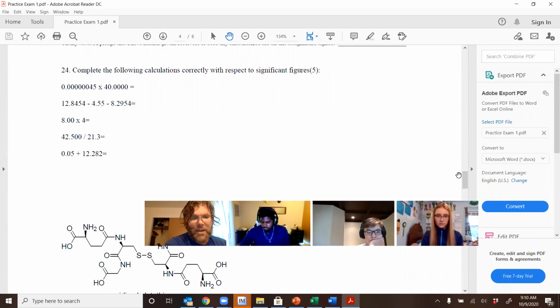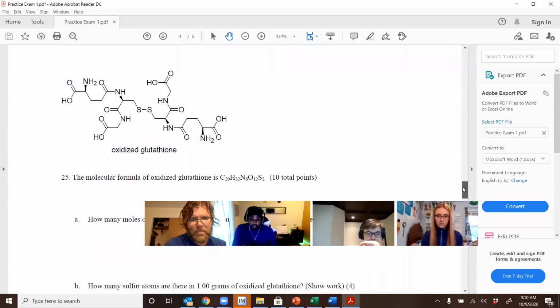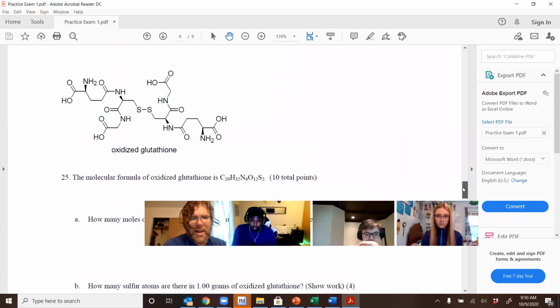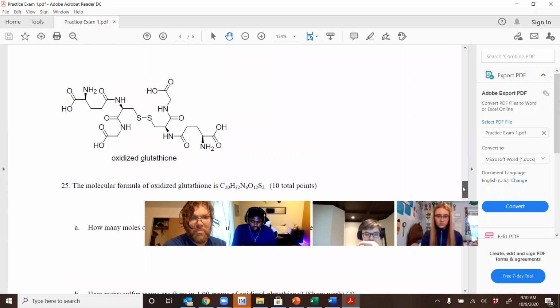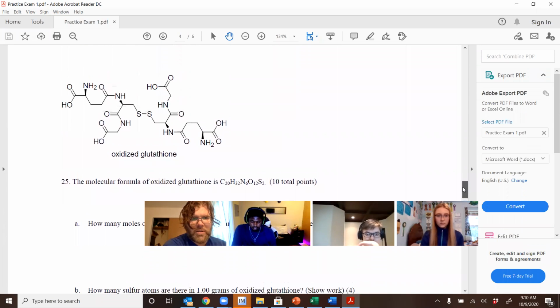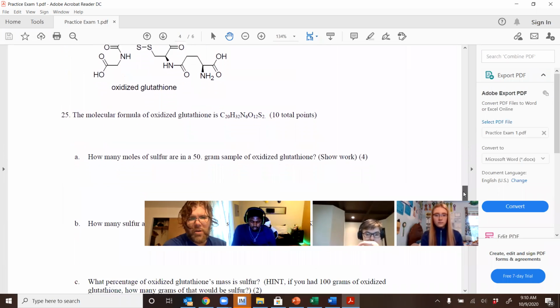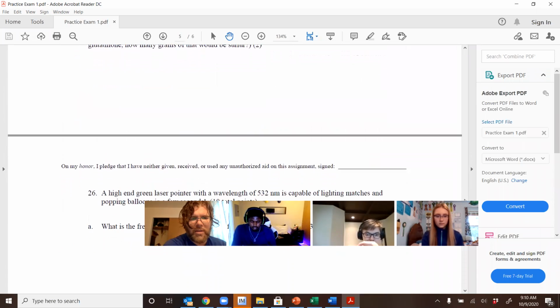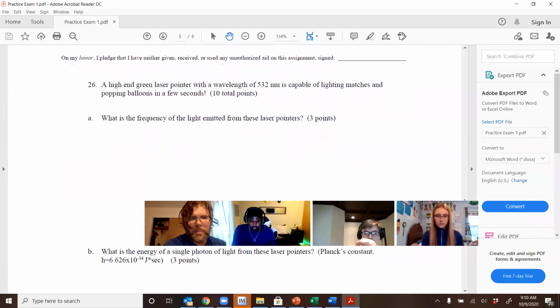Some significant figures calculations. And then some calculations that have to do with numbers of moles. So we did some of those. These are all really fun kinds of practice problems, and they're very similar to the kinds of problems that you're likely to see on the exam.